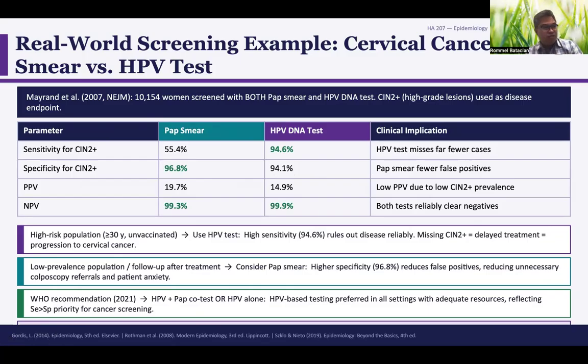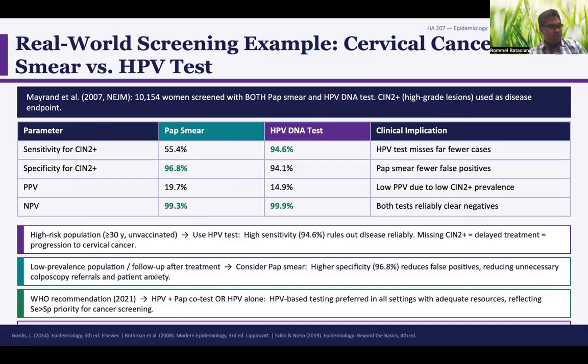Positive predictive value, meanwhile, is very low for both the pap smear and the HPV DNA testing. So this reflects the low prevalence of the high-grade lesions even in a screening population. And then finally, the negative predictive value is also high in pap smear and HPV DNA testing. So this is very reassuring, which means that if you have negative results using either pap smear or the HPV DNA testing, you're more than 99% sure that you don't have that disease.